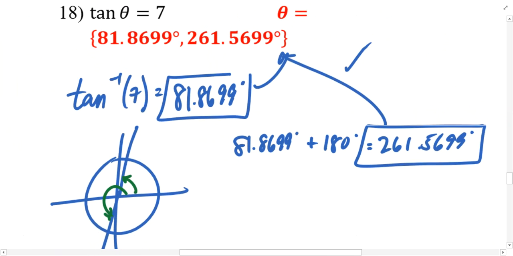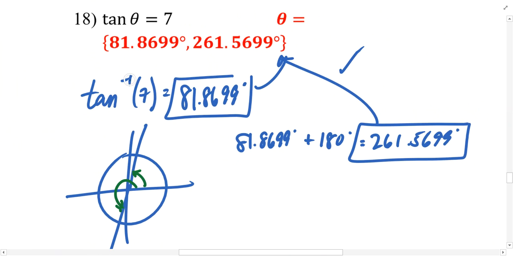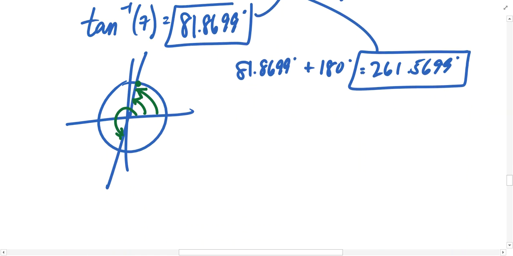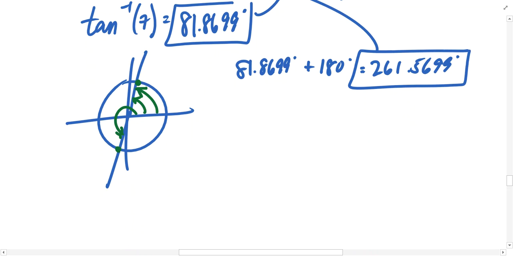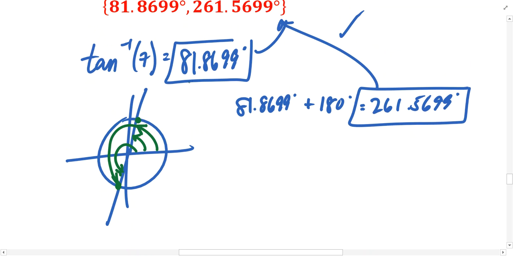For number 18, similarly, we would take tangent inverse of 7. The calculator is going to give us this answer, 81.86 degrees. However, that only represents this solution. The other position inside the unit circle that has the same y divided by x result is down here in the bottom left, which happens to be an additional 180 degrees beyond. So we're going to take the answer that the calculator gave us, add to it 180 degrees, and that's where the 261.56 comes into play.